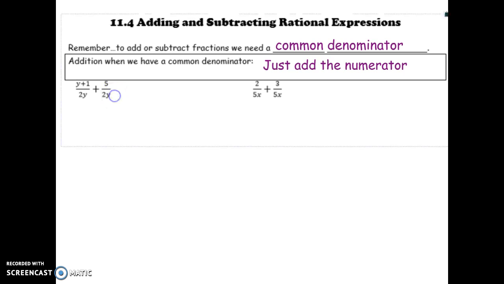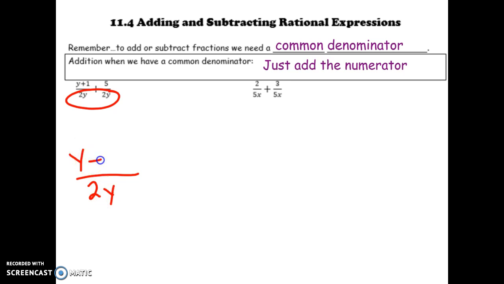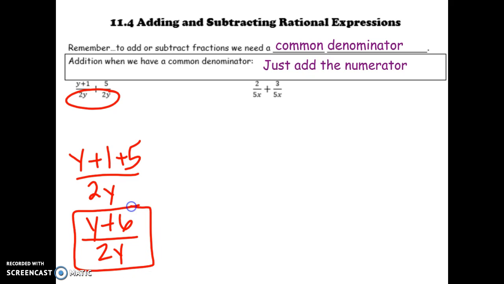So, since the denominator is the same, I've got 2y, my 2y stays down here. And then on the top, I just put y plus 1 plus 5. Well, I can combine like terms here. So I'm going to have y plus 6 over 2y. And then I have to look and see if there's anything I can reduce. Well, since there's not a y in everything or a 2 in everything, I cannot reduce. So I am moving on to the next question.